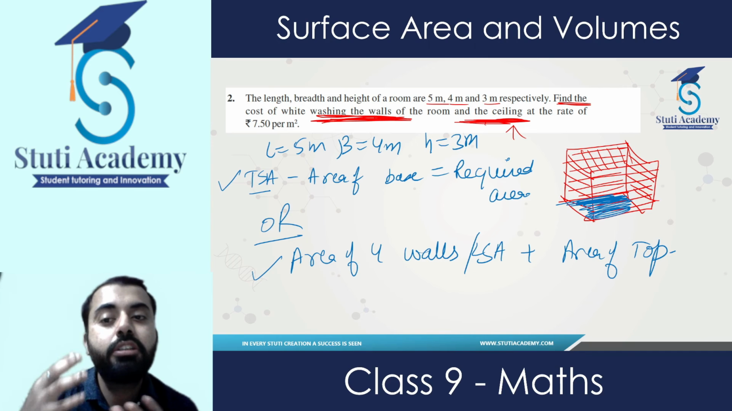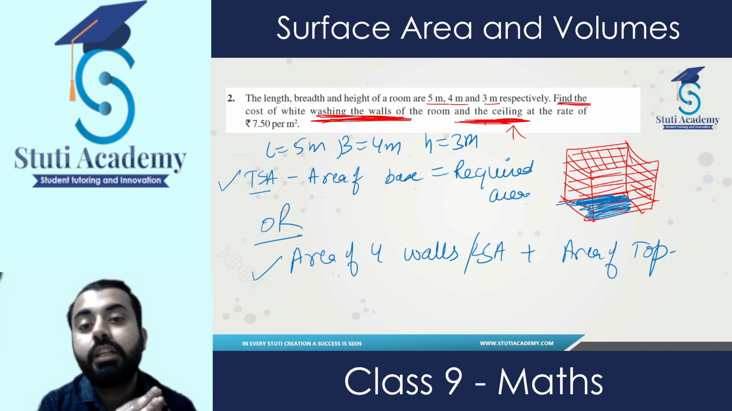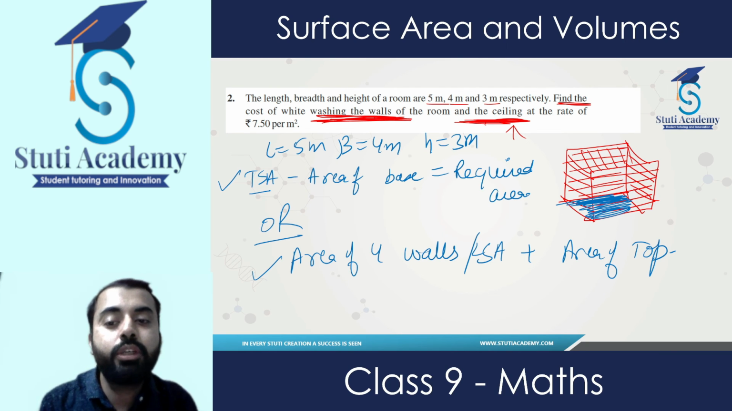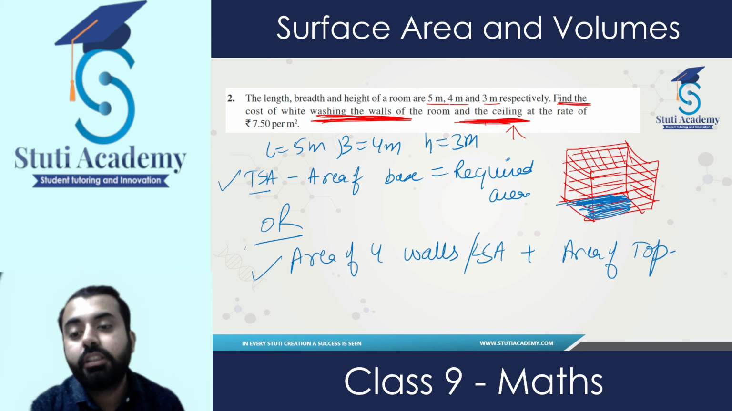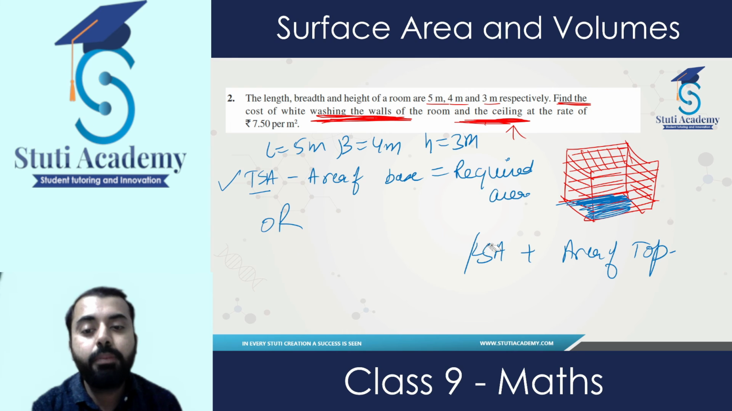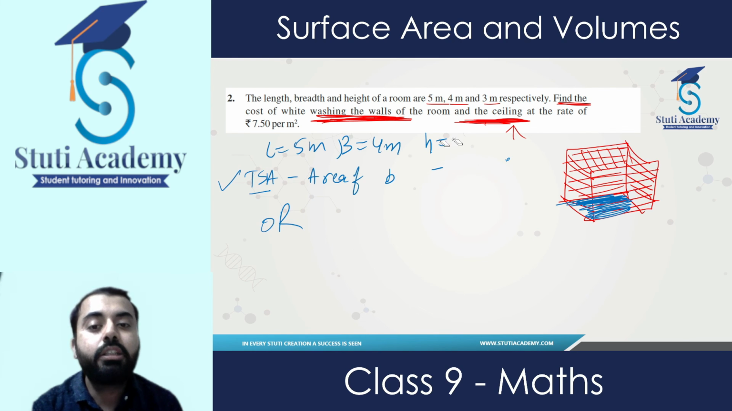Area of four walls is fixed. I will be painting four of them, but I won't be painting the base. Either I can subtract the area of base from my total surface area, or I can just add the area of top to my lateral surface. Any method that you want, you can apply. I prefer this one, I don't have to do much calculation. I will be adding the area of top to my lateral surface.